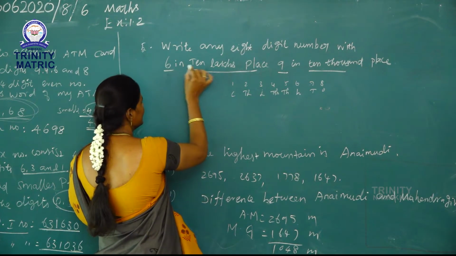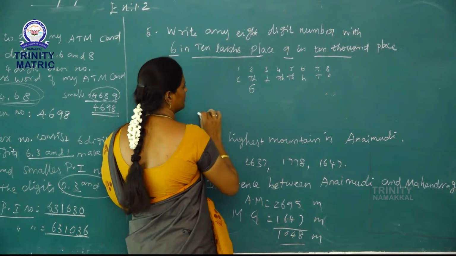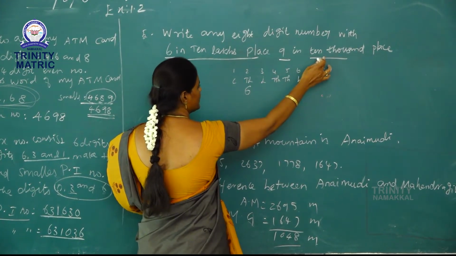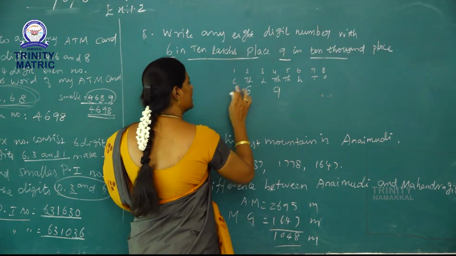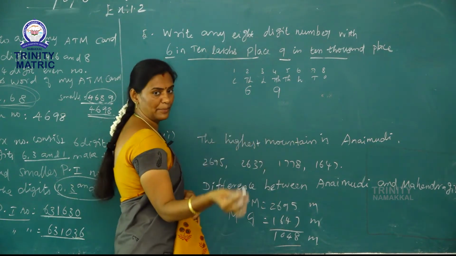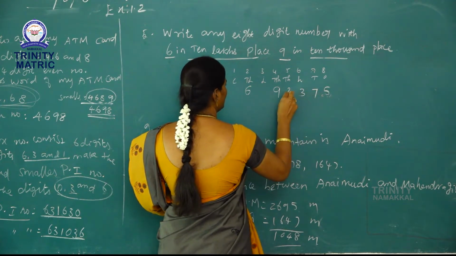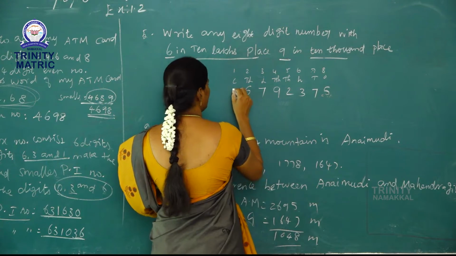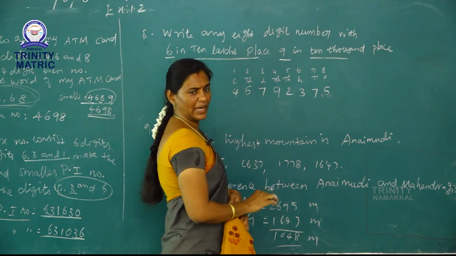Here 6 in the 10 lakhs place. This is the 10 lakhs place. Here you write 6. Then 9 in the 10,000's place. Here this is the 10,000's place. Here you write 9. Then the remaining places you write any number. Here I write 5, 7, 3, 2, 7, 4. Any number you write.